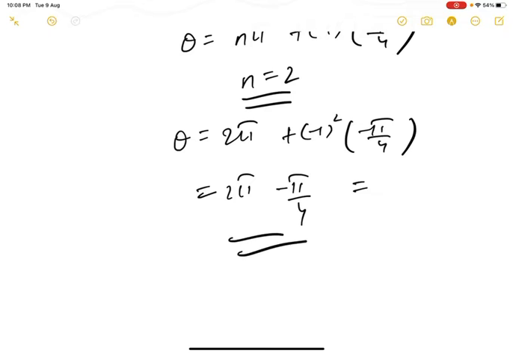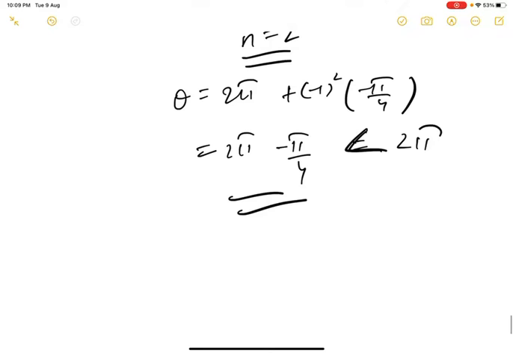So this is obviously less than 2 pi, because from 2 pi you are removing something. But it is greater than 0, because 2 pi minus pi by 4 is a positive number. So 2 pi minus pi by 4 is indeed a principal solution. So 2 pi minus pi by 4 can be simplified to 7 pi by 4.